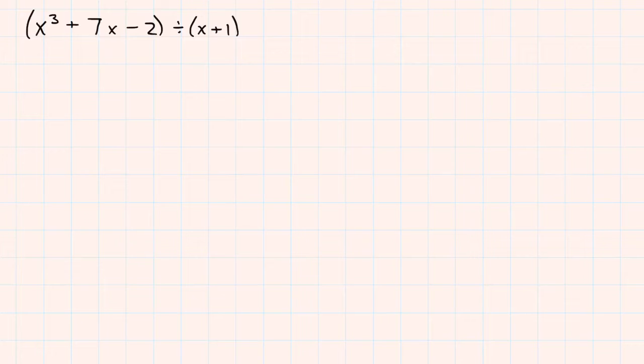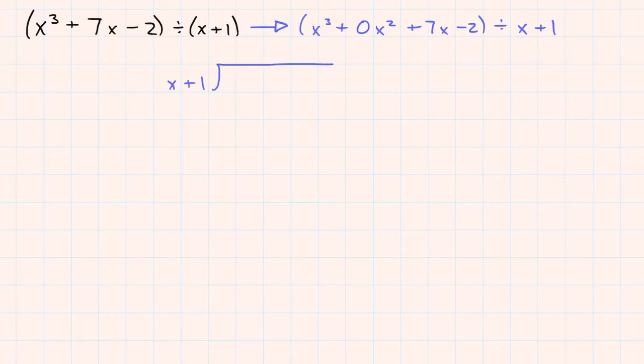Because there's no x squared, I need to put in what I call a placeholder. I need something in that spot. So what I put in is a 0x squared. That's a placeholder. 0 times anything is still 0, but we need something there so that when we're doing long division, the x squared is still there. So I'm going to just set it up. x plus 1, and x cubed plus 0x squared plus 7x minus 2 goes underneath.